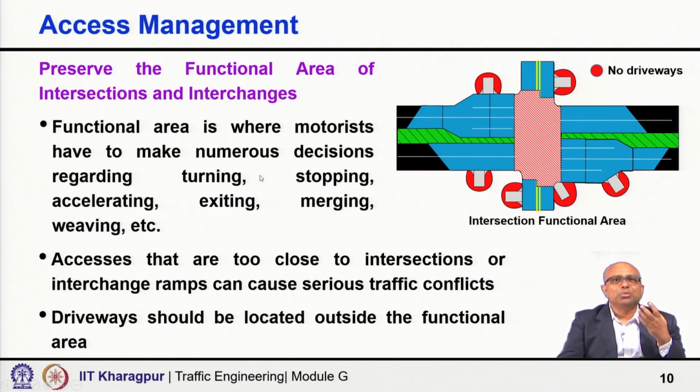the movement of the vehicle is influenced and the vehicle is actually making numerous decisions, not only turning, stopping, but also accelerating, decelerating, exiting, merging, weaving, all sorts of decisions. So, all this complete area as shown by blue, and in between the intersection area red, the whole area is known as intersection functional area, and access that is too close to the intersection, here the red portion, or interchange ramp can cause serious traffic conflicts.